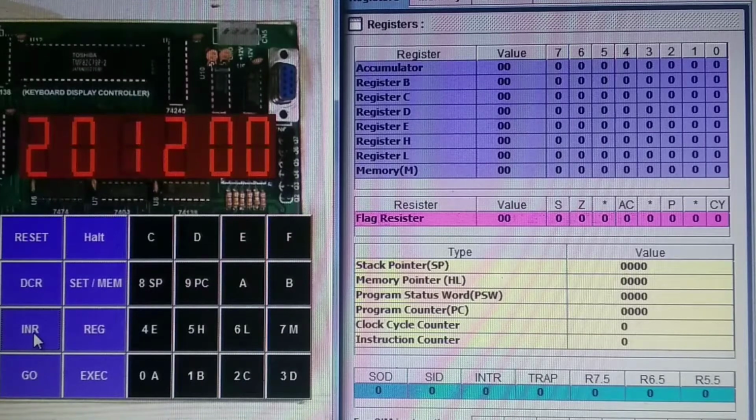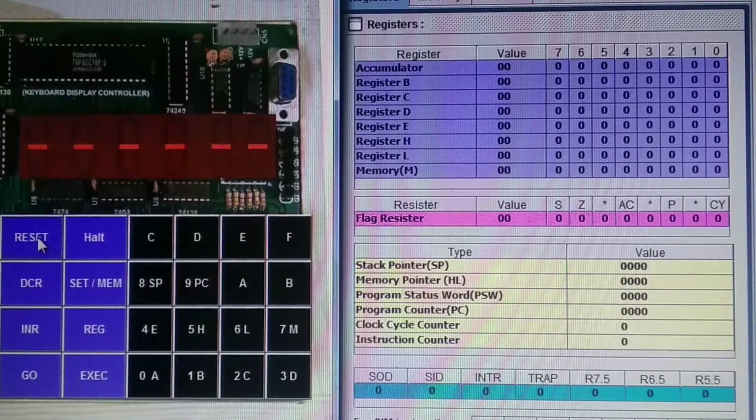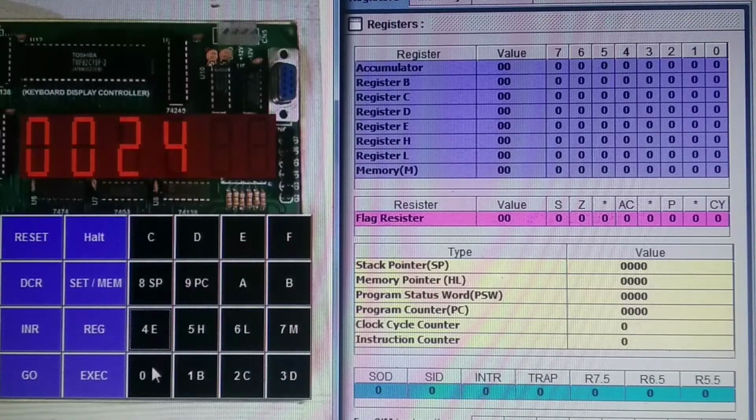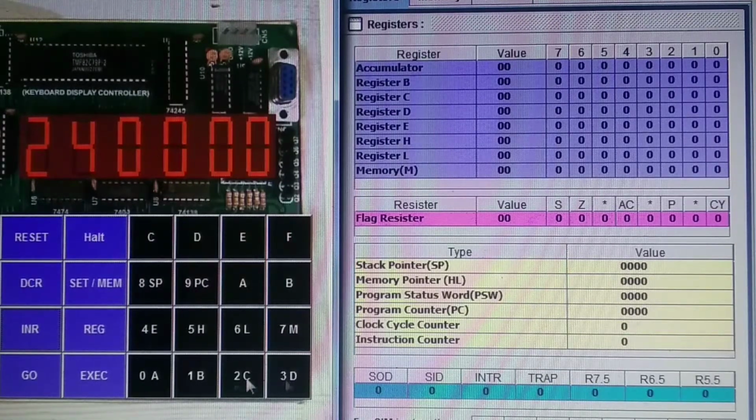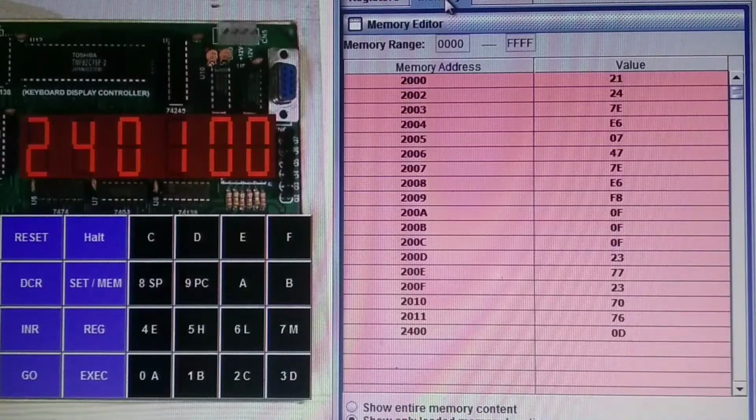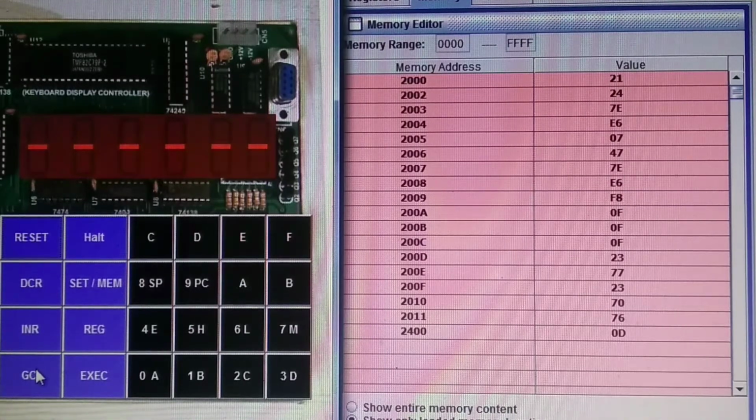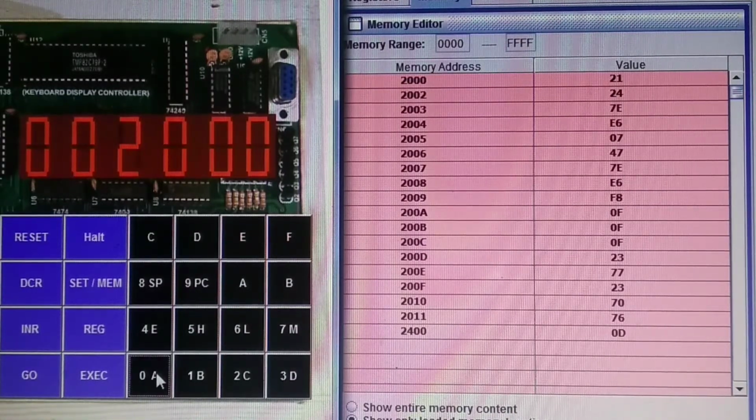This is the entered program. Now you have to enter the data. Reset, examine memory, 2400, increment, 0D and increment. Now check the memory here. You will get the memory here, and now execute the program. Reset, go 2000, and execute the program.